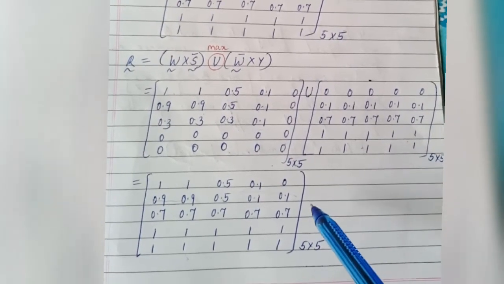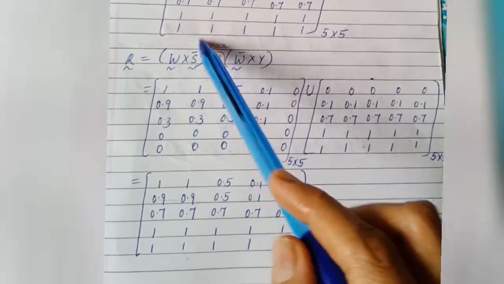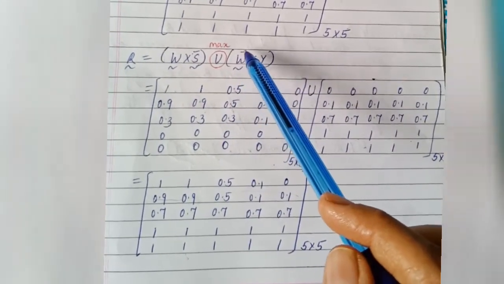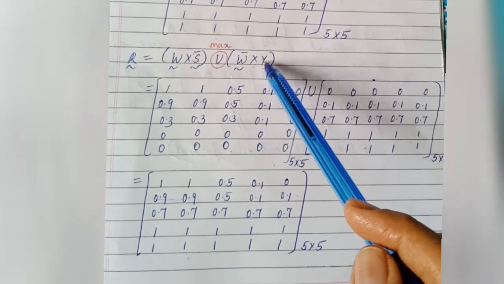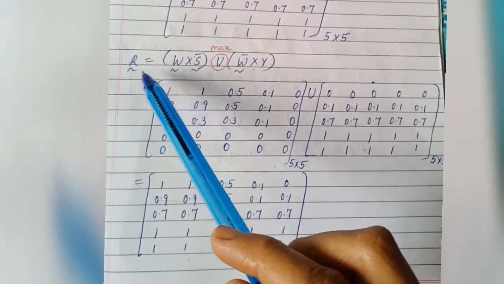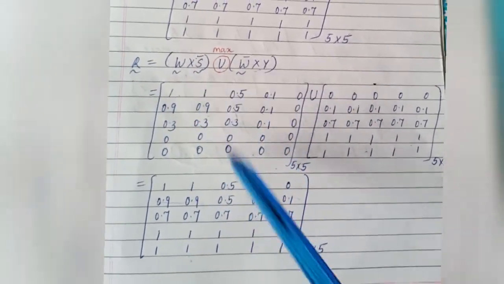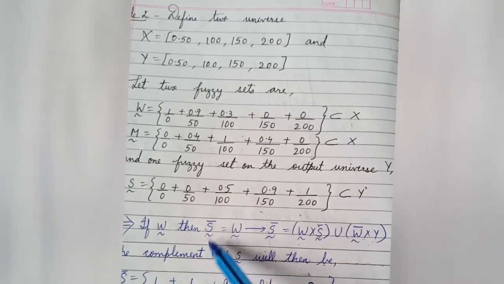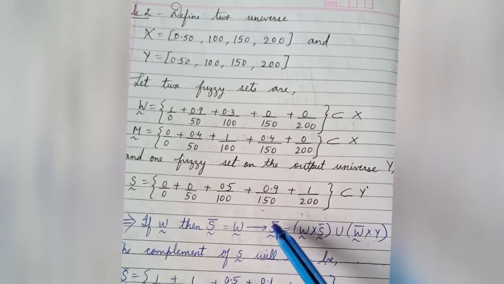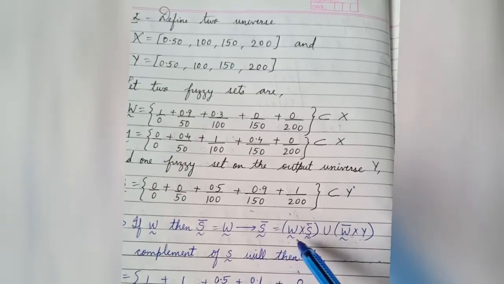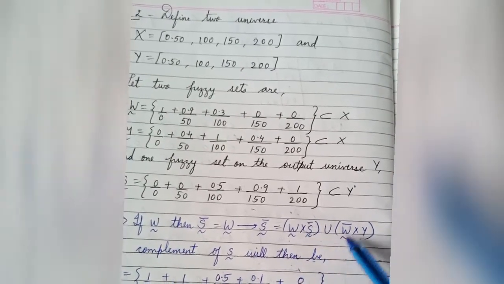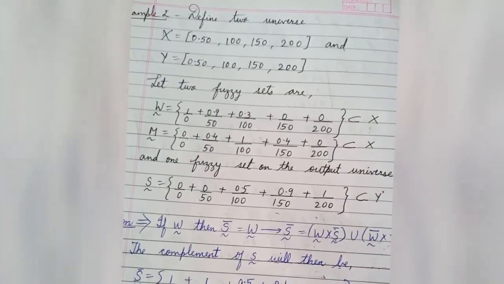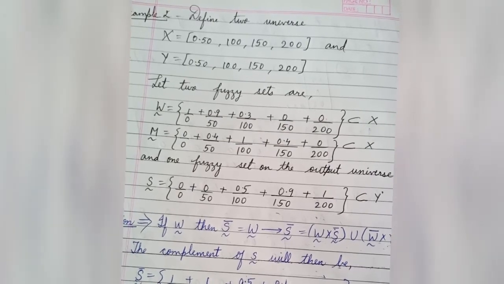So we calculated this question in 3 steps. First step was W Cartesian product S complement. Second step was W complement Cartesian product Y matrix. And for the final R relation, we calculated the union of both of these. So this video covers: if W, then S complement, equals W implication S complement, equals W Cartesian product S complement union W complement Cartesian product Y. So this was all about rule based fuzzy implication.